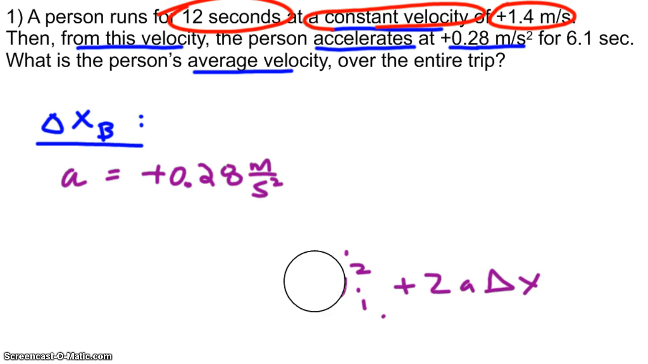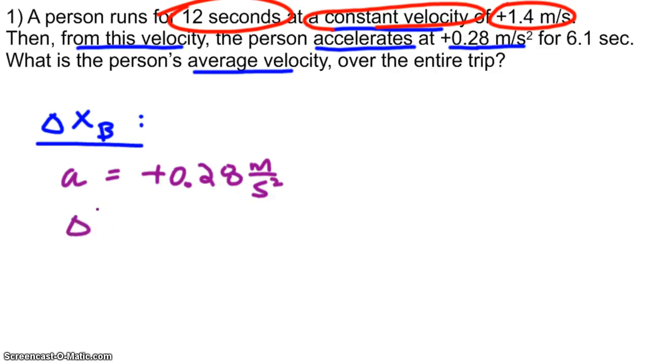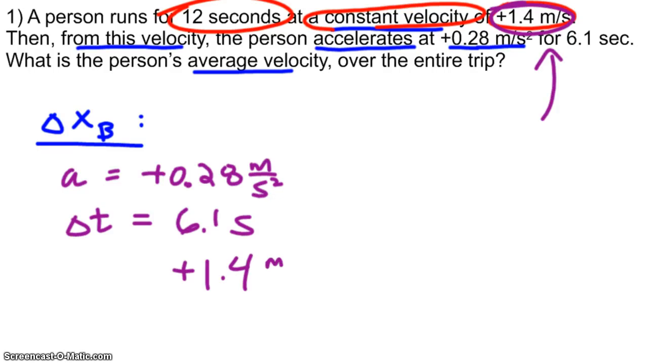Now we know which equations we'll be choosing from, but let's write down the givens so that we can figure out which choice is correct. That's the acceleration. We know this segment B lasts for 6.1 seconds. What else do we know? We know that the person starts with 1.4 meters per second as the velocity. She accelerates from this velocity. And what does she accelerate to? Some other end velocity. So clearly 1.4 is the velocity she has at the beginning. That's what she starts with.